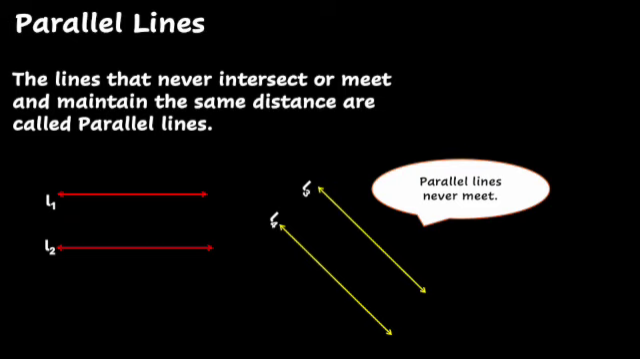Have a look at the examples here. You can see the red lines L1 and L2 are parallel to each other because they are maintaining the same distance and they don't seem to intersect each other at any point. Same way, the yellow lines L3 and L4, they are parallel because the distance between them is not changing. So we can say parallel lines never meet each other.